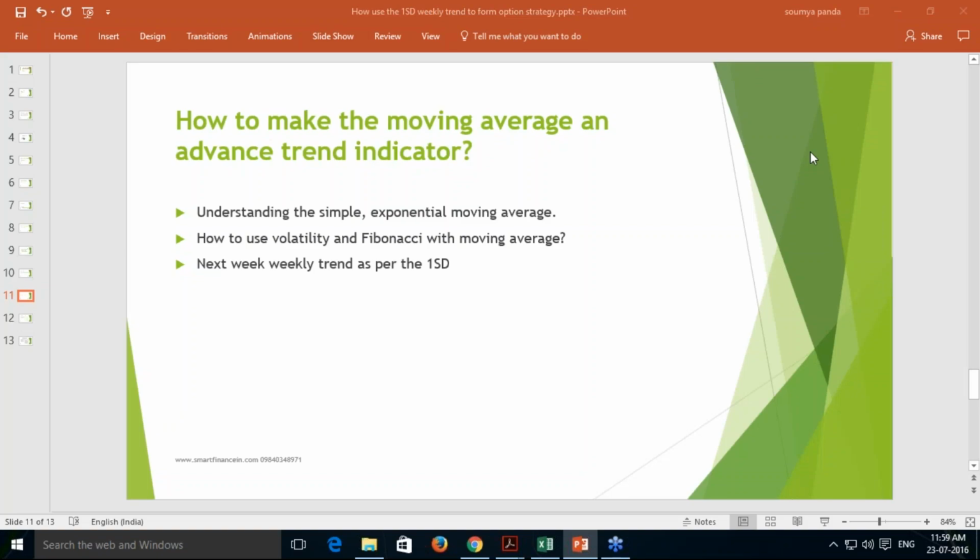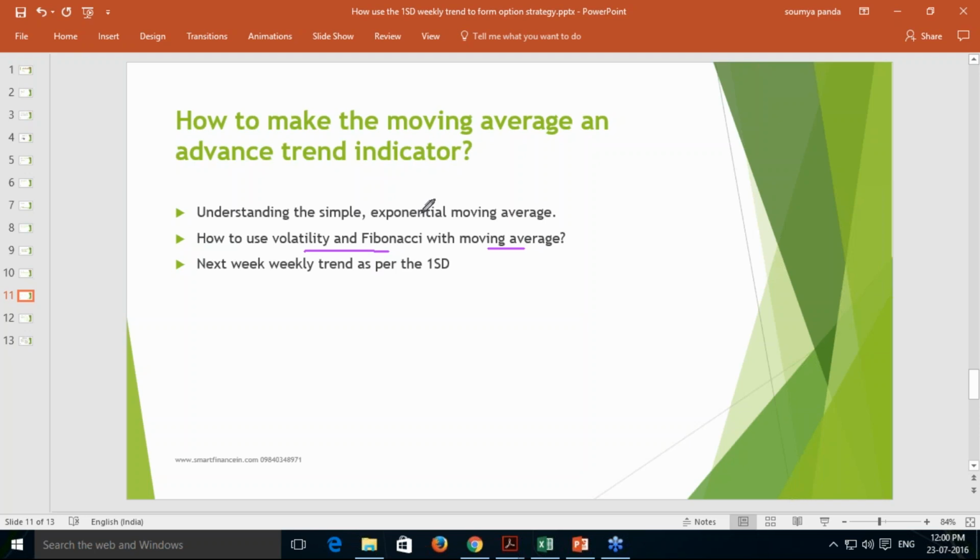So today's event: how the moving average can be utilized as a forward indicator. To make it a forward indicator, we need to use the volatility and Fibonacci method along with that. This is one of our innovations in the technical studies, wherein we have made some changes to that method to make it more powerful, more accurate and more responsive towards your trade decision. That was the aim of these changes.